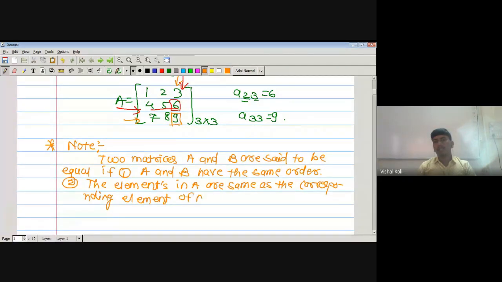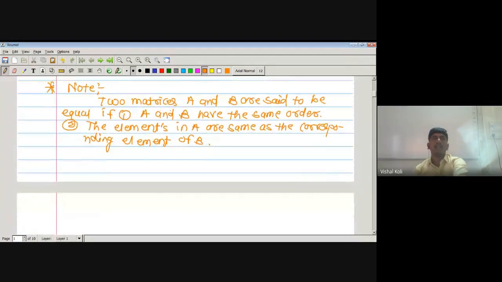of B. That is, if there are two matrices A and B, then these two matrices are said to be equal if A and B have the same order. That is, if A is a matrix of order m cross n, then B is also a matrix of order m cross n. And the second condition is that the elements in matrix A are the same as the corresponding elements of matrix B.